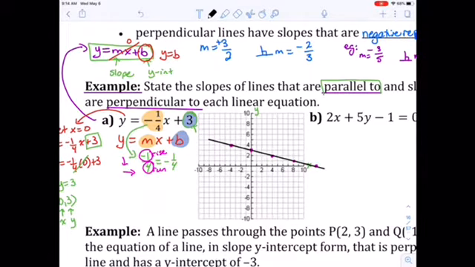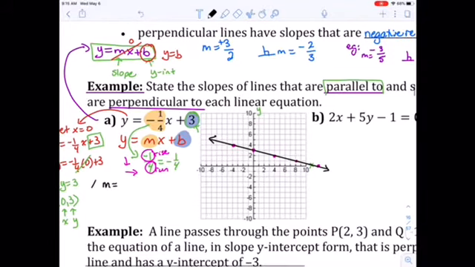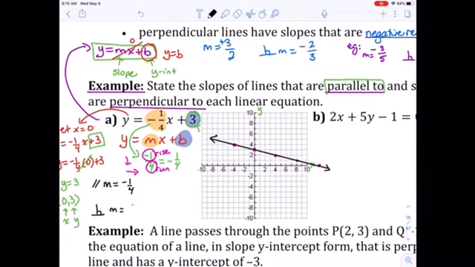So there would be the line. Then it says to state the slopes of lines that are parallel to it. A parallel line would have the same slope. So a parallel slope would be equal to negative 1/4, and a perpendicular slope would be the negative reciprocal. The negative reciprocal of negative 1/4 would be positive 4/1.